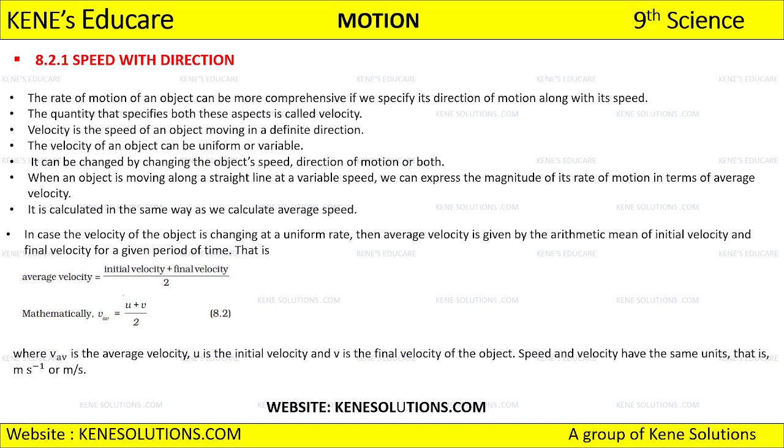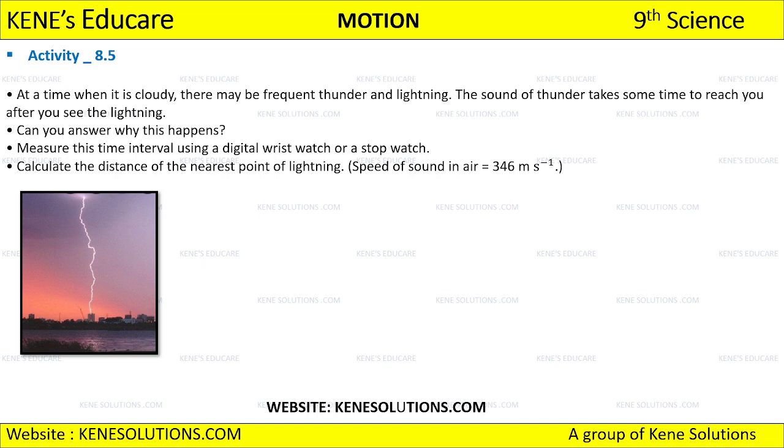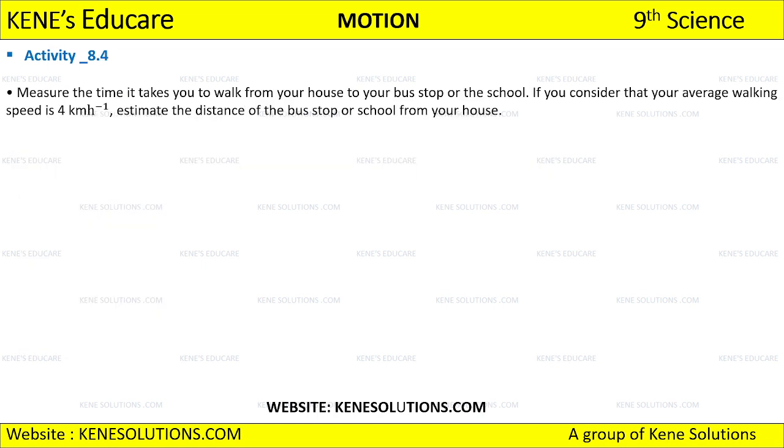Now, after discussing speed with direction, we have an activity to discuss, where we need to measure the time it takes you to walk from your house to your bus stop or to the school. If you consider that your average walking speed is 4 km per hour, estimate the distance of the bus stop or the school from your house. It's a numerical based activity, so you have to calculate the distance using the formula that we have studied. I want you all to try this with a proper formula and let me know the answer.